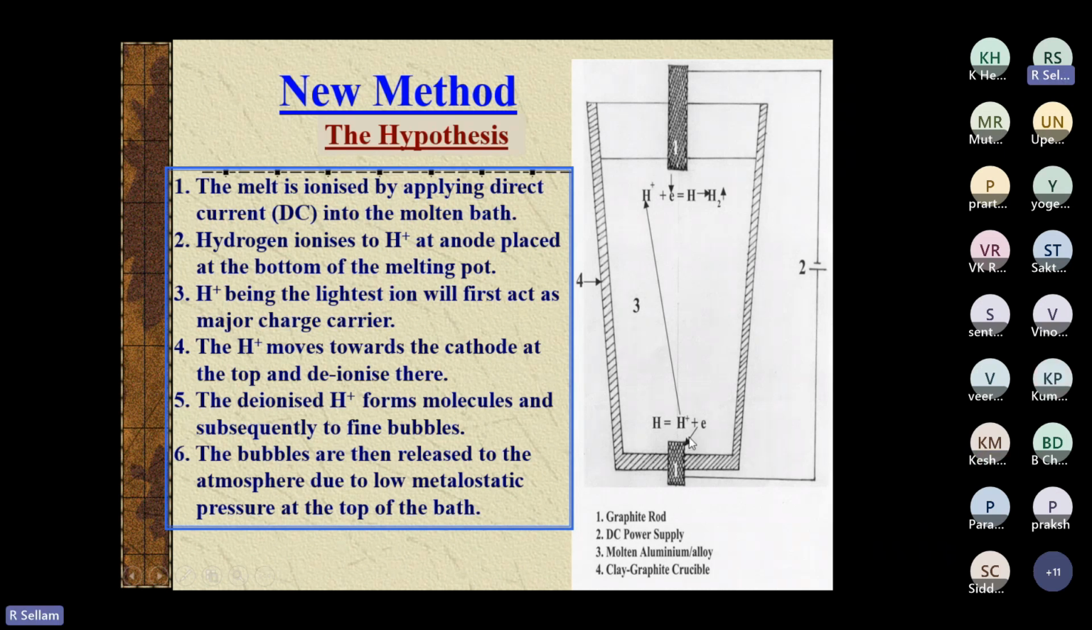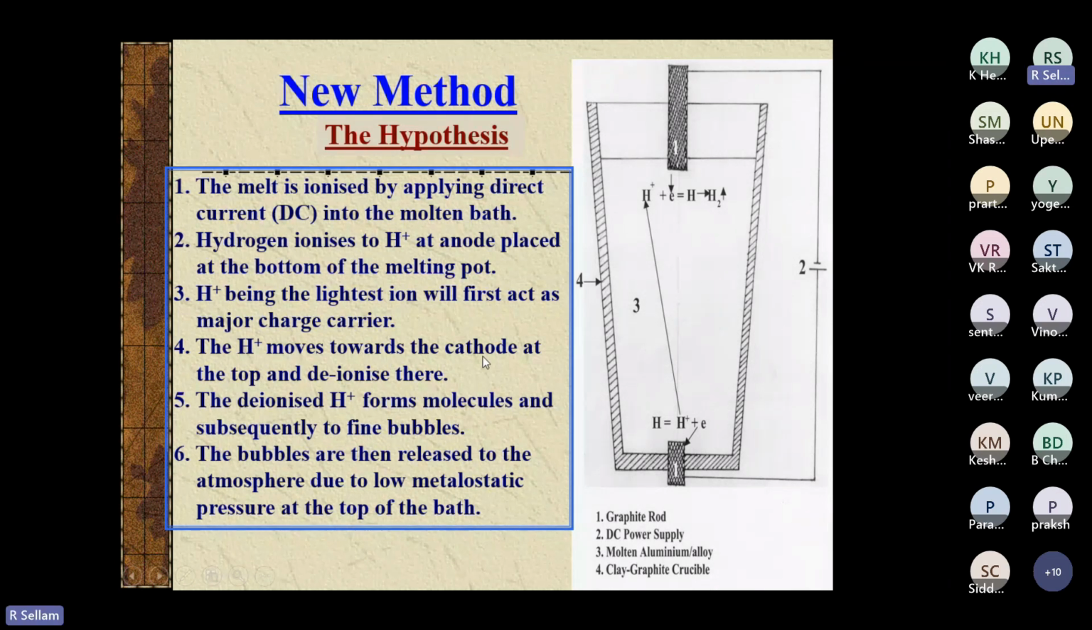So the anode is at the bottom of the melting pot. Hydrogen, being the lightest ion, will first act as the major charge carrier. It will immediately move in ionic form from the anode to the cathode, which is the negative charge point. Aluminum is also present here, but due to the lightness of hydrogen, it will move faster than aluminum.